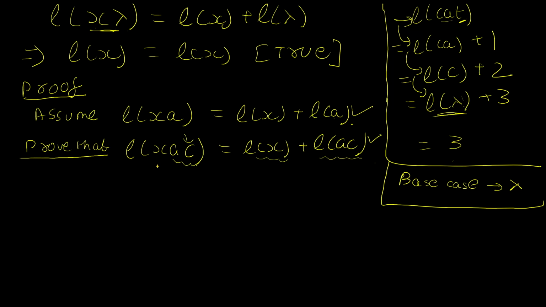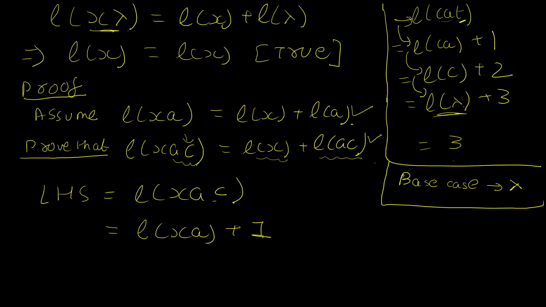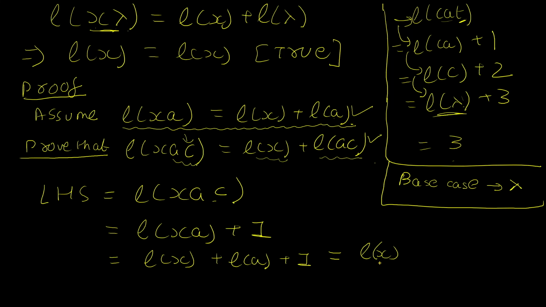So we'll just start with the left hand side of this expression. We'll just write LHS is the length of XA and some character C. Now I know from the recursive definition of length that this is equal to the length of XA plus 1. And you can see this assumption here. I have assumed that length of XA is equal to length of X plus length of A. So I can just say this is equal to the length of X plus length of A plus 1. And the goal is to be able to get to this expression, which I can do in one more step. I'll just keep Lx the same. And from the recursive definition of length, I know that La plus 1 is the length of AC.